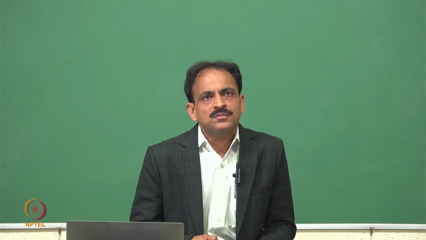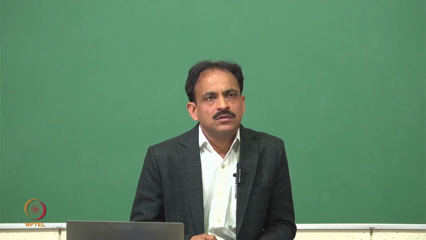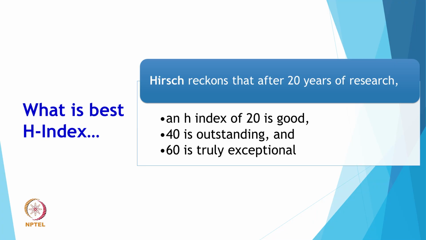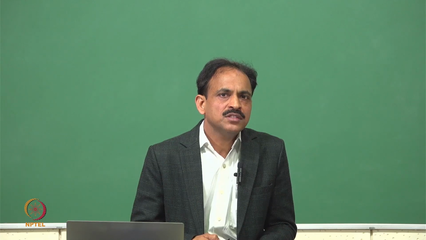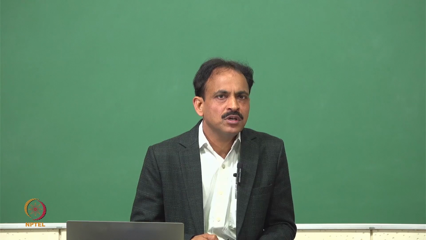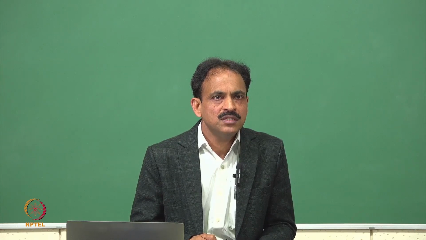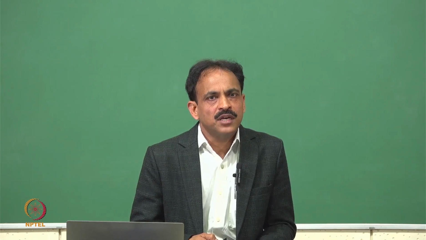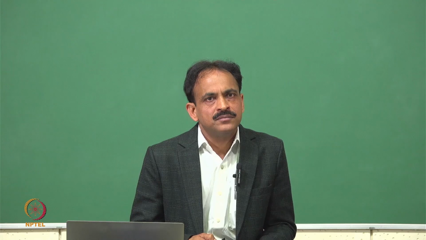So now the question comes, what is the best H-index? As per J. Hirsch, after 20 years of research, an index of 20 is good, 40 is outstanding, and 60 is truly exceptional. The advantage of H-index is that it combines productivity, the number of papers published, and impact, the number of citations, in a single number.